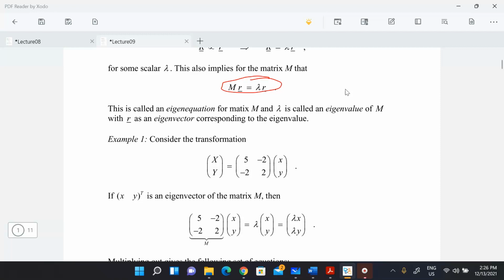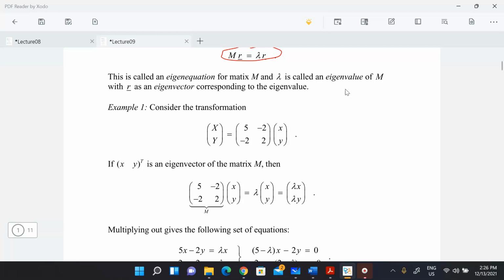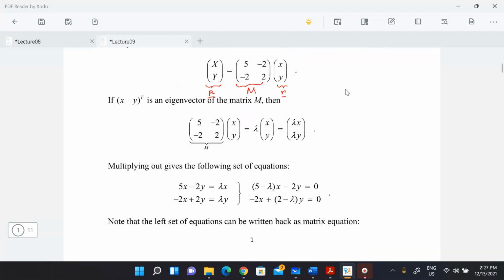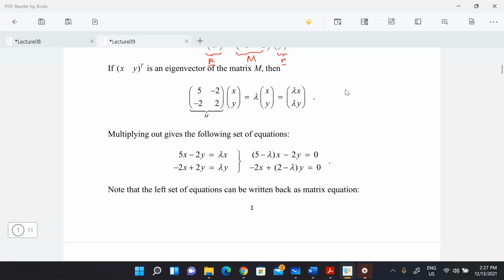Okay, so let's begin with an example first. Here's a kind of transformation. Here's your matrix M, and here's your vector small r being transformed by this matrix M to capital R. One simply multiplies this, for example this matrix times that, and that will have to be equal to some lambda times the vector small r itself. Then you get the eigen equation over here, and if you multiply out those matrices, you'll get two sets of equations relating x and y in these two equations over here.